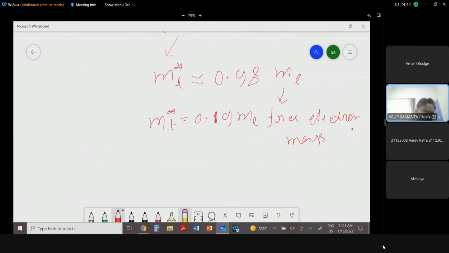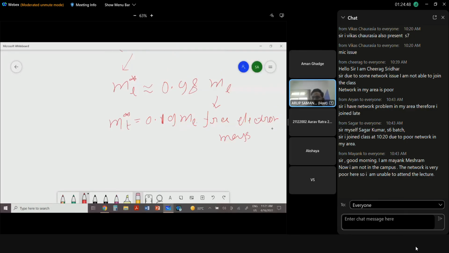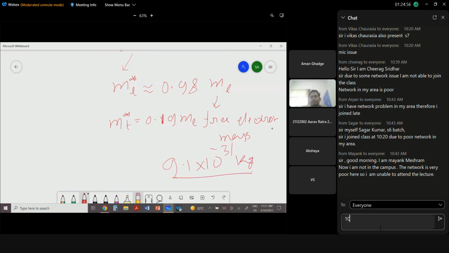What is the order of magnitude of the free electron mass? 9.1 times 10 to the power minus 31 kg. 10 raised to power minus 31. This is the free electron mass.